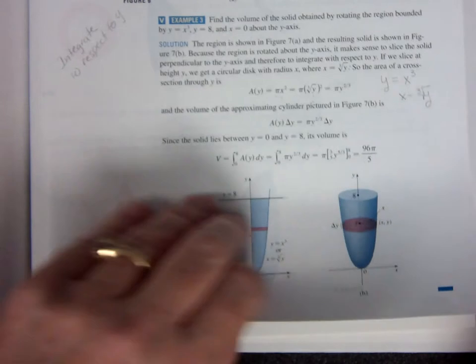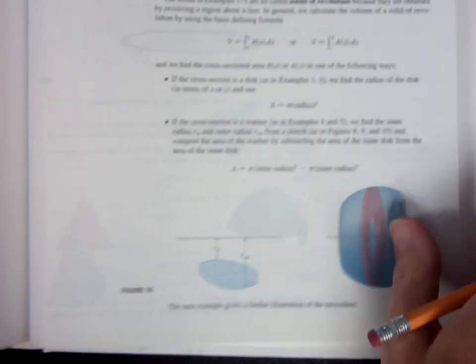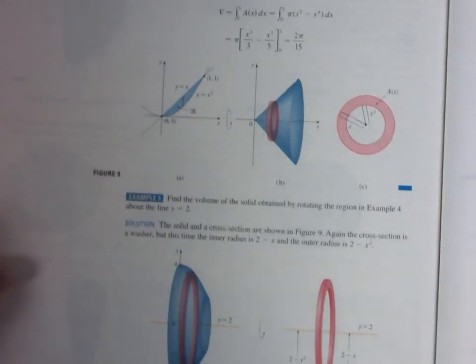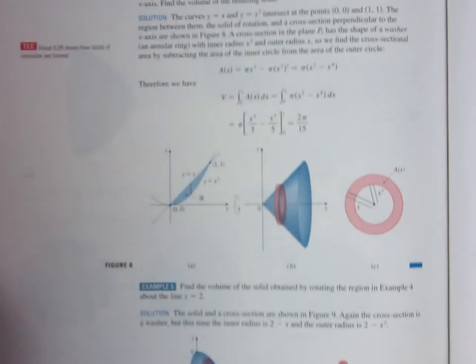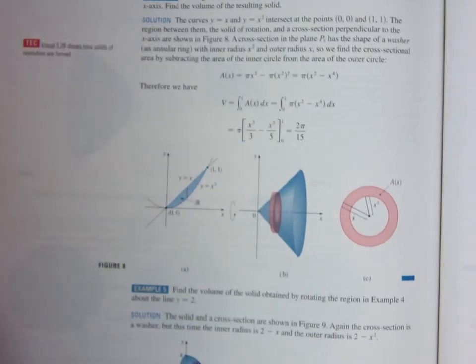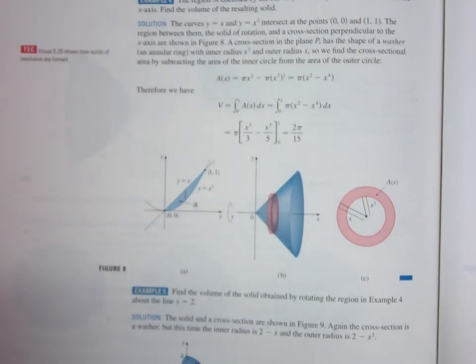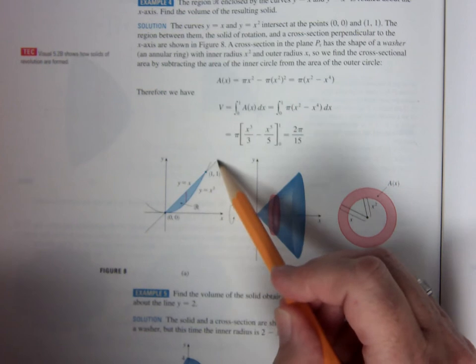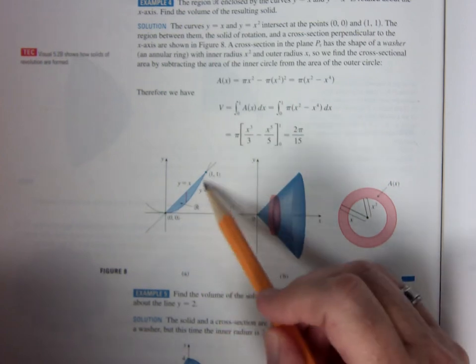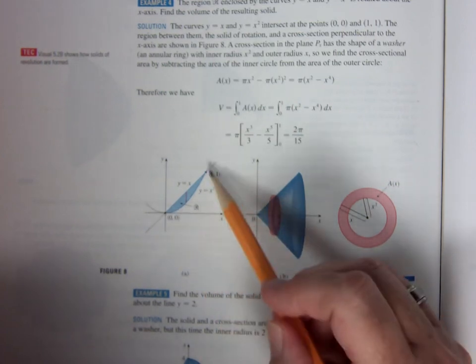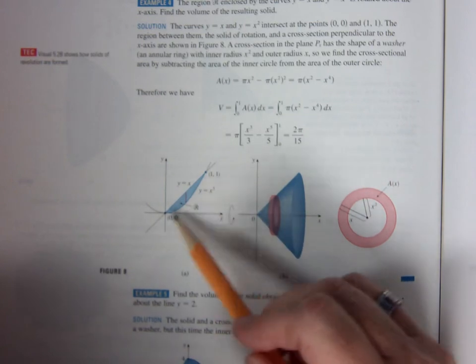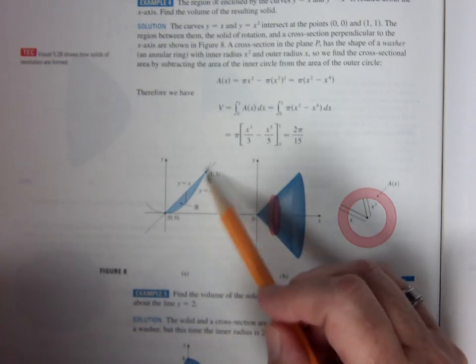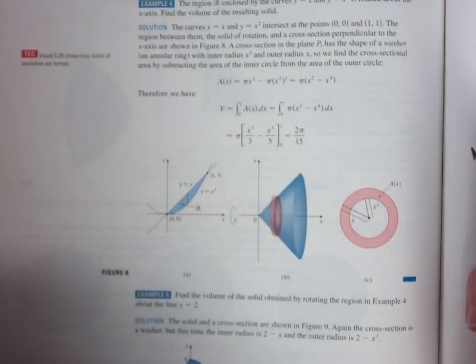Let's move forward. Get some really neat looking figures here. Here we have a region that can be closed by more than one function. So here I have y equals x, this line. And then here I have y equals x squared. And again, these are parent functions. You should know how those look right away. You shouldn't have to put them in a graphing calculator.